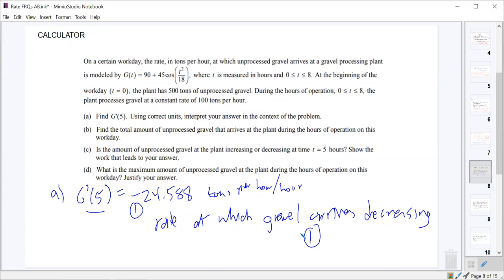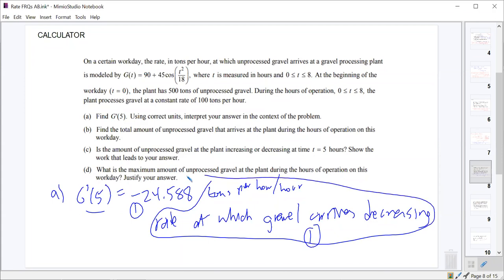So one point for negative 24.588. The units are part of the explanation down here, so you've got to use your units there. Any questions on part A?